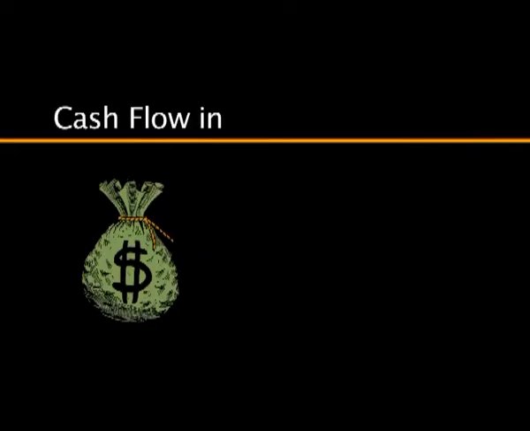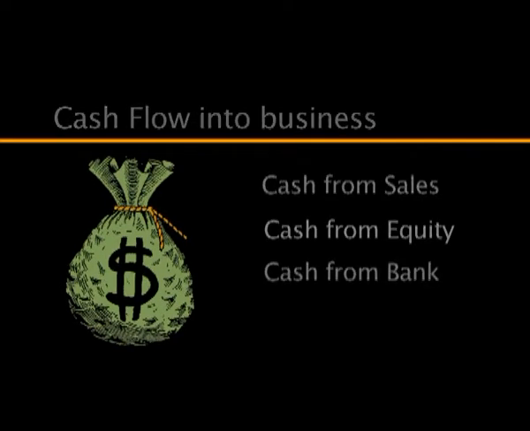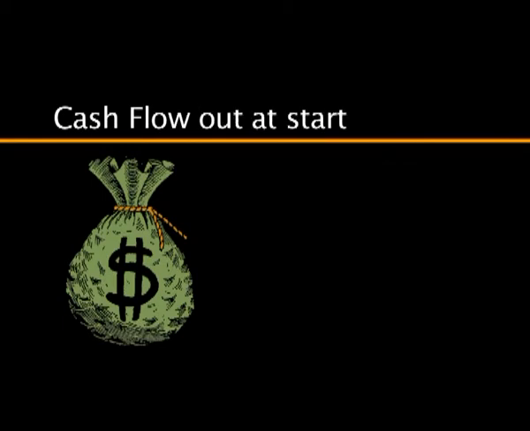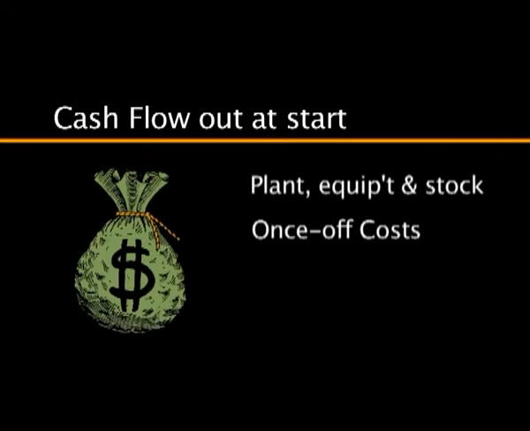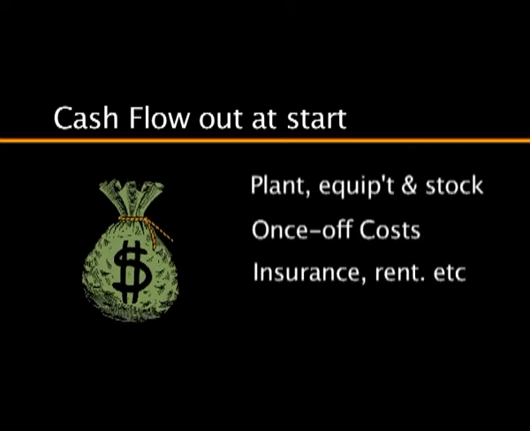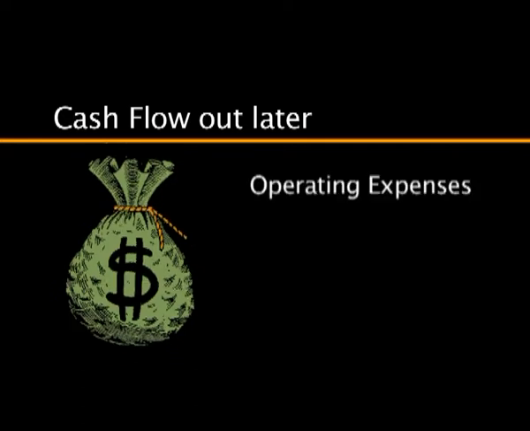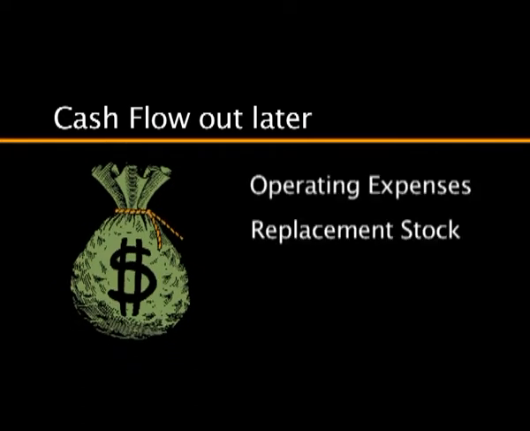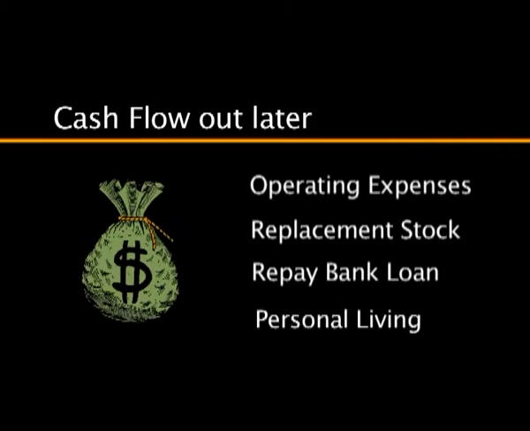Cash flow into the business will come from the following sources: cash from sales, cash from the owner's equity, cash from bank loans. Cash will flow out of the business at commencement to buy plant equipment and stock, to pay once-off establishment costs, and to pay operating expenses in advance such as insurance and rent, etc. Then, once the business is running, cash will flow out to pay operating expenses, to buy replacement stock, to repay the bank loan, and to provide cash for the owner's personal living.